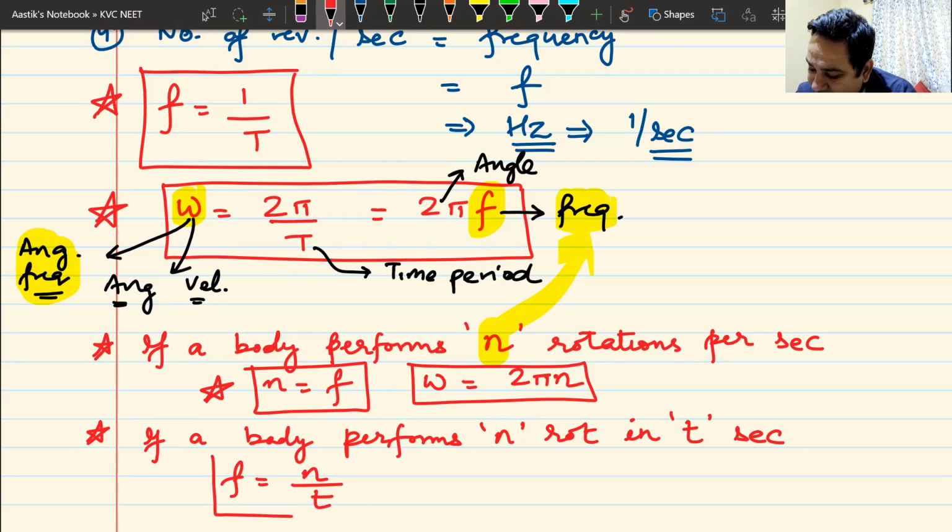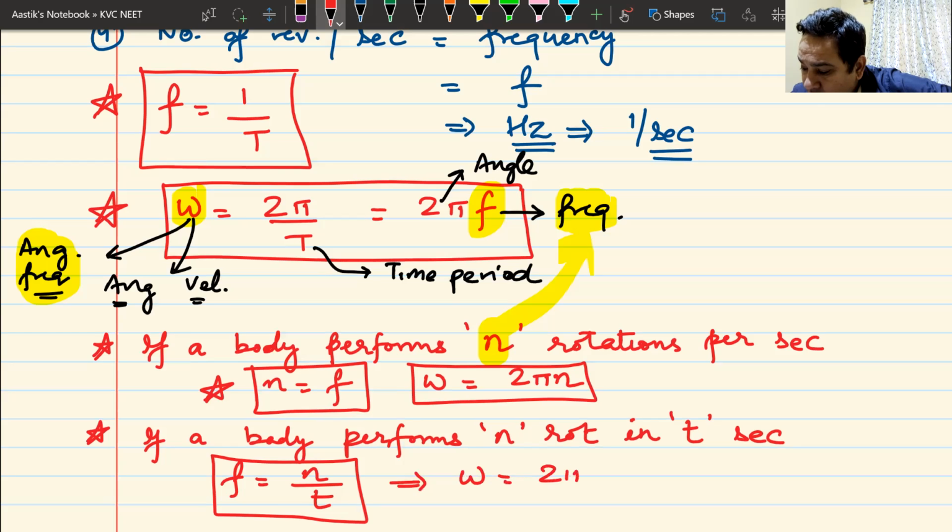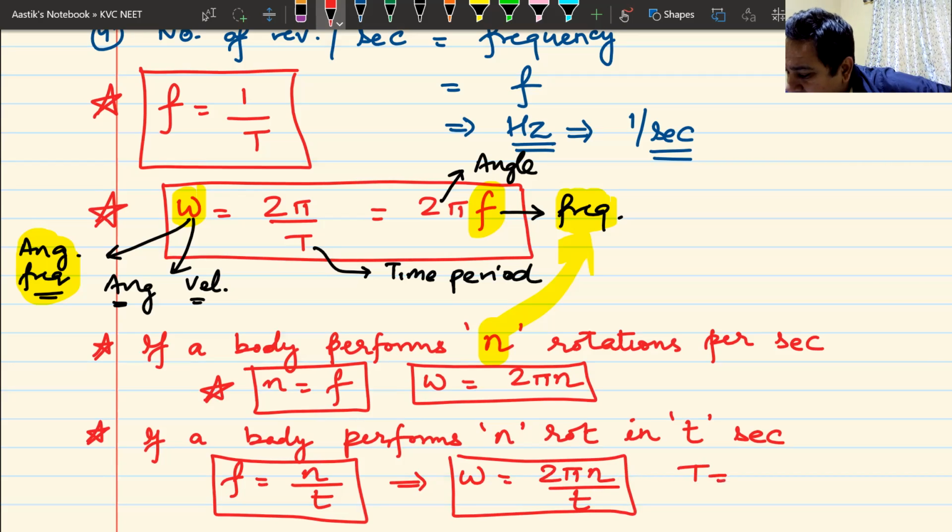Do we understand this? Yes or no? Frequency is the number of rotations in 1 second. It is taking n rotations in t seconds, so how much rotation is it taking in 1 second? It is simple, n by t. Frequency becomes n by t, which implies your omega becomes 2 pi n by t. Your time period becomes t by n, which is nothing but equal to 1 by f.